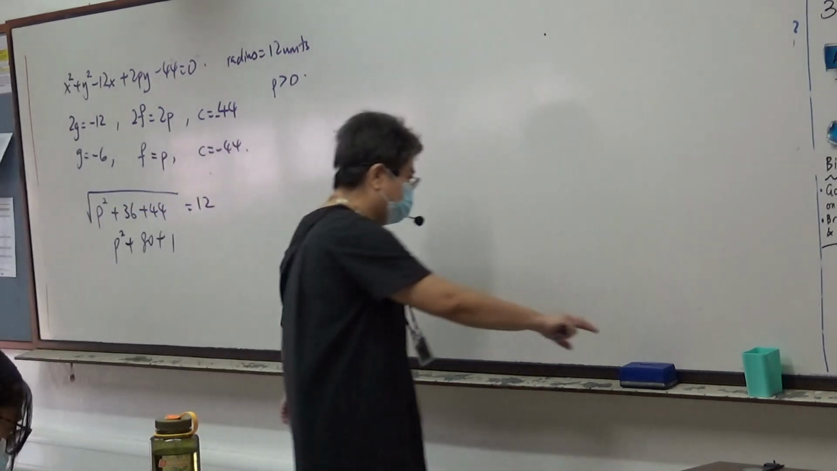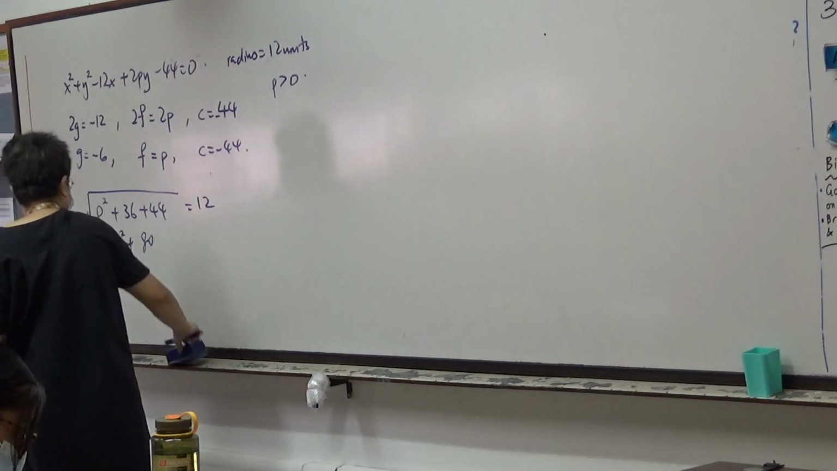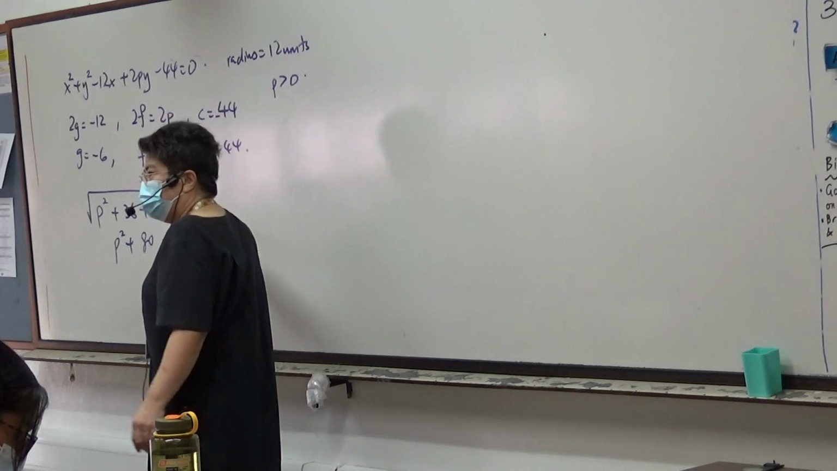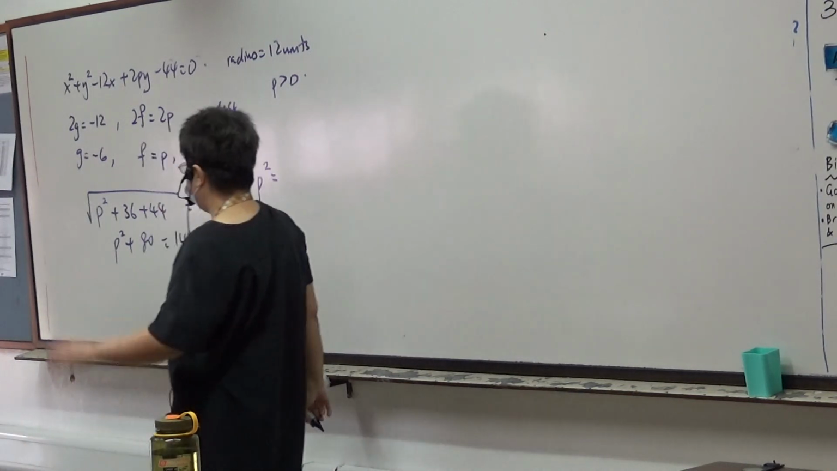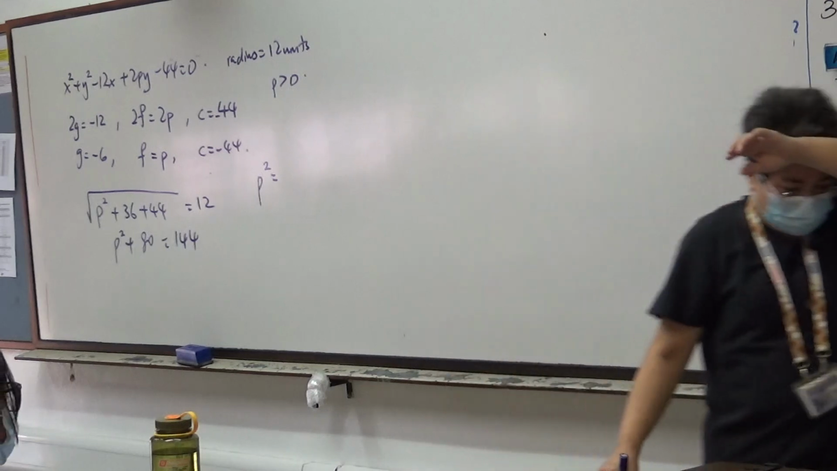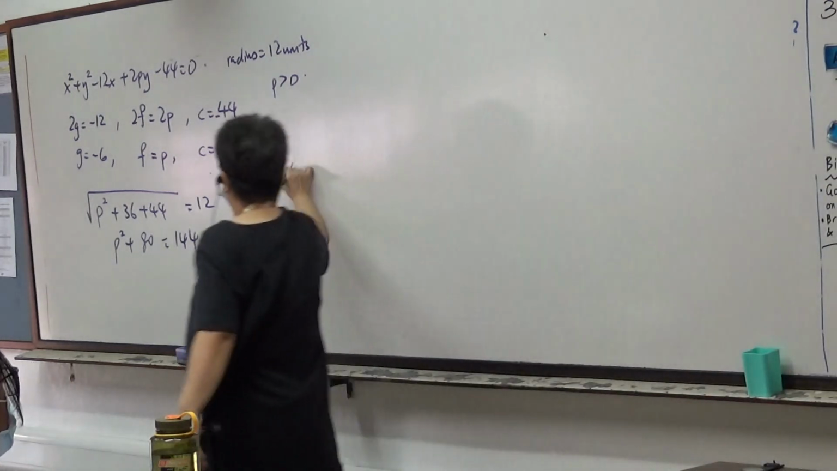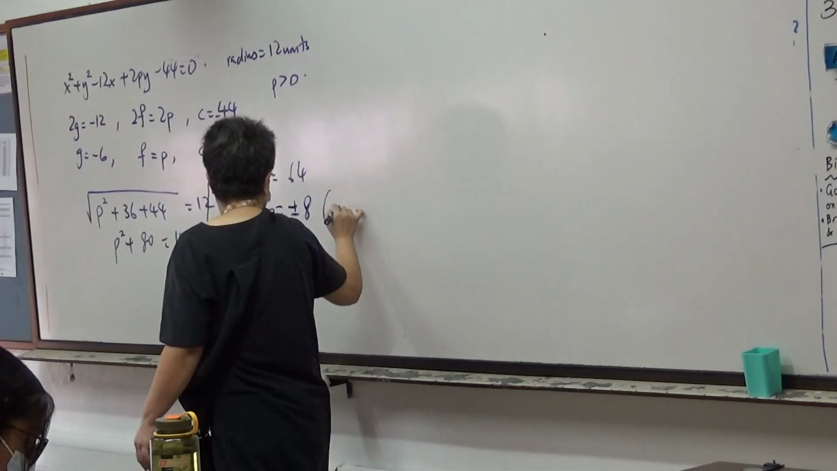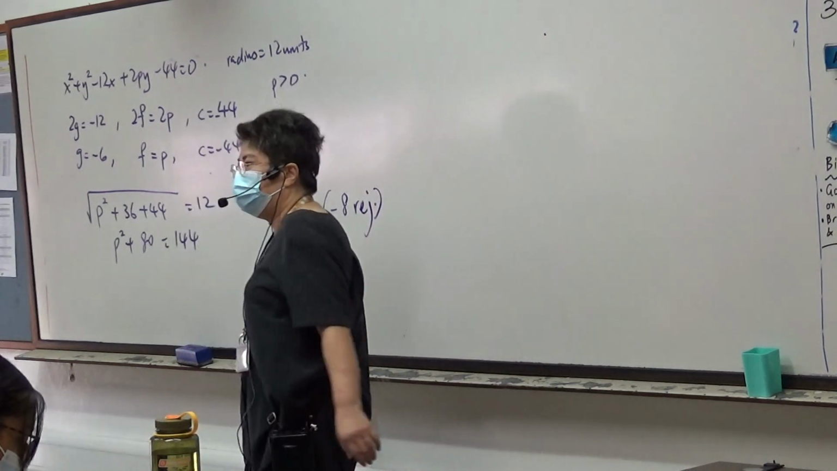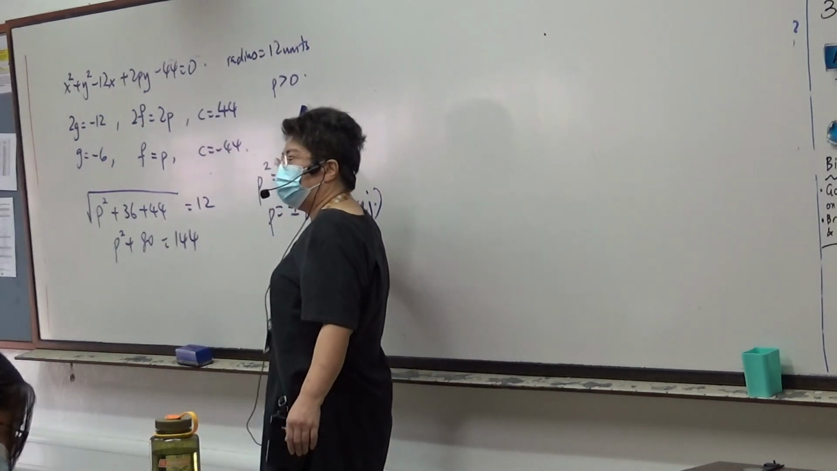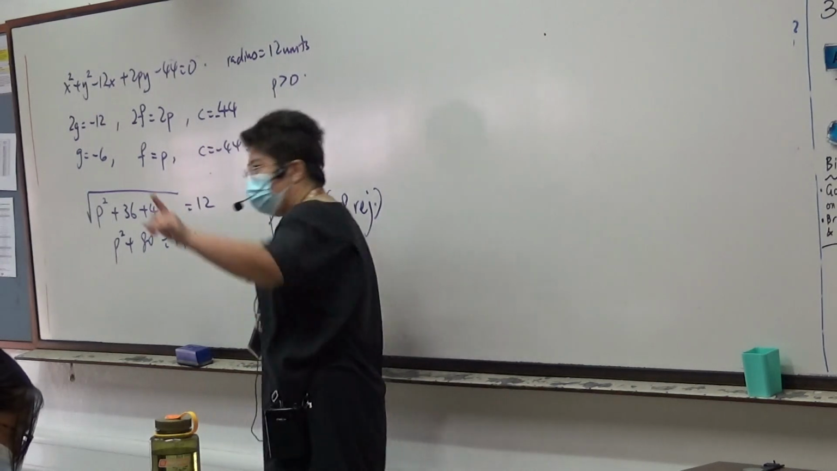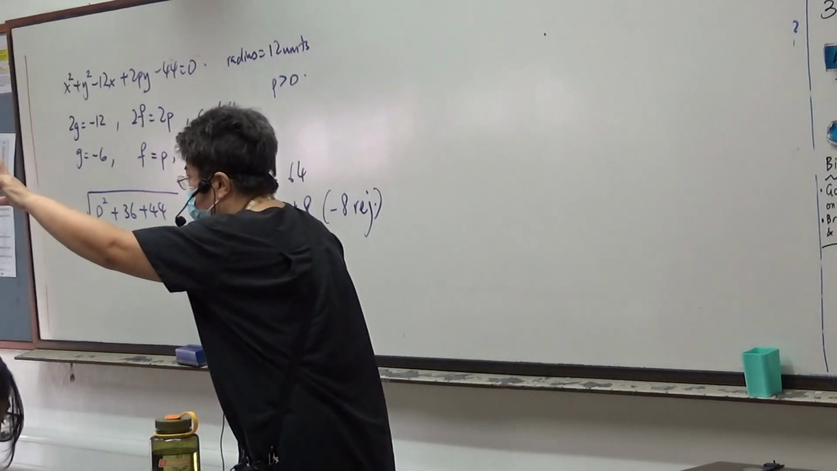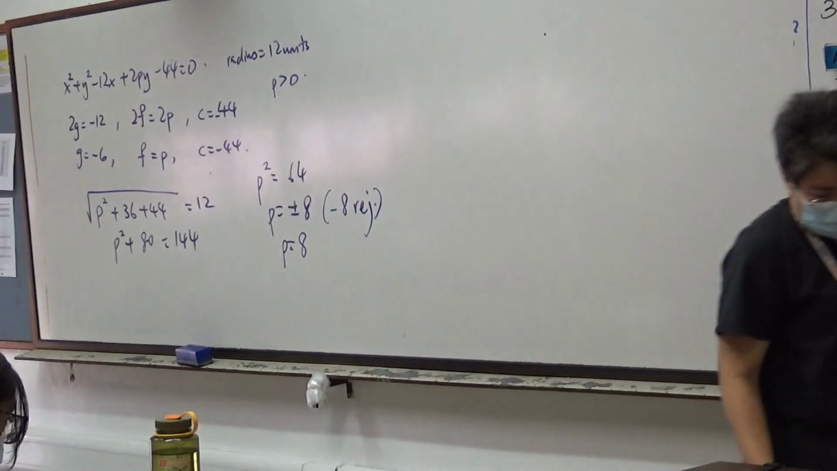P squared plus 80 equals 144, am I right? I square this up, right? So P squared will be what? What's 144 minus 80? 64. So P is actually plus or minus 8, right? But negative 8 is rejected, right? Why? Because P is bigger than 0. So actually P is just equal to 8. Can you all see? It's no problem. Just apply it. Everybody okay? So P is equal to 8.